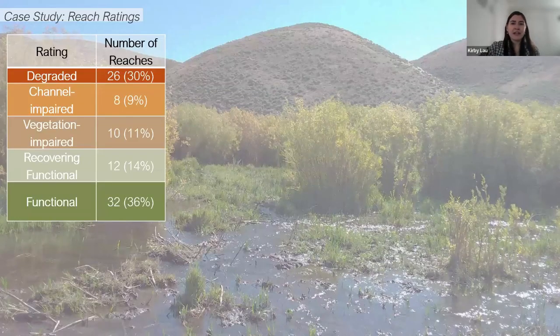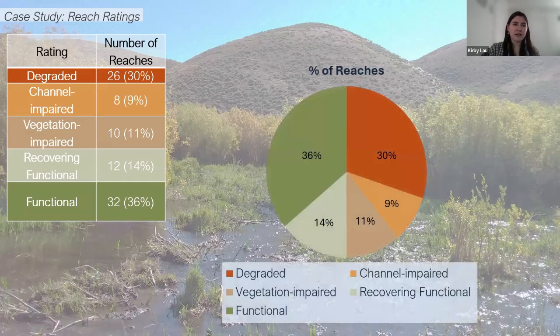So, of those 88 reaches that we rated, the majority of them were either functional at 36% of reaches, so they're doing great, they're doing what we expect them to do in this system, or the other portion of reaches were most commonly degraded, which is about 30% of the reaches that we surveyed. And then the remaining reaches were either rated as recovering functional at 14% of reaches, vegetation impaired at 11%, or channel impaired at 9% of reaches. So that was our least common rating.